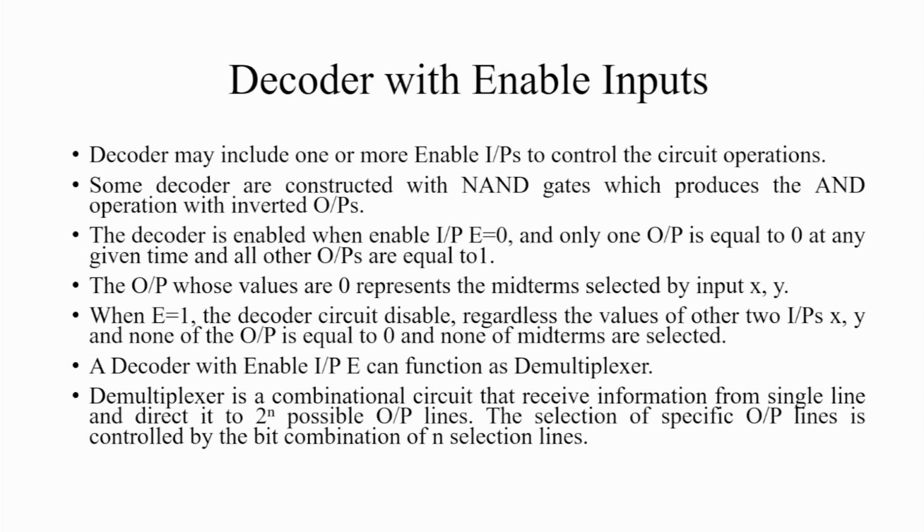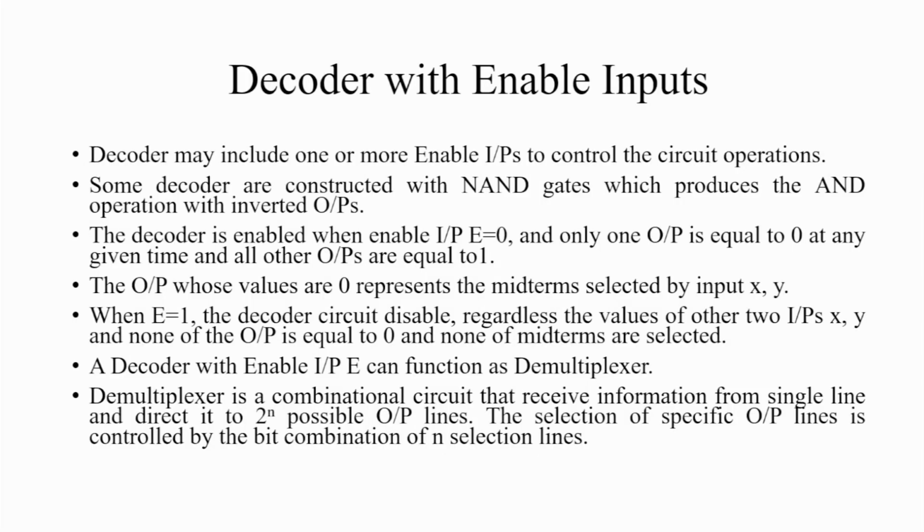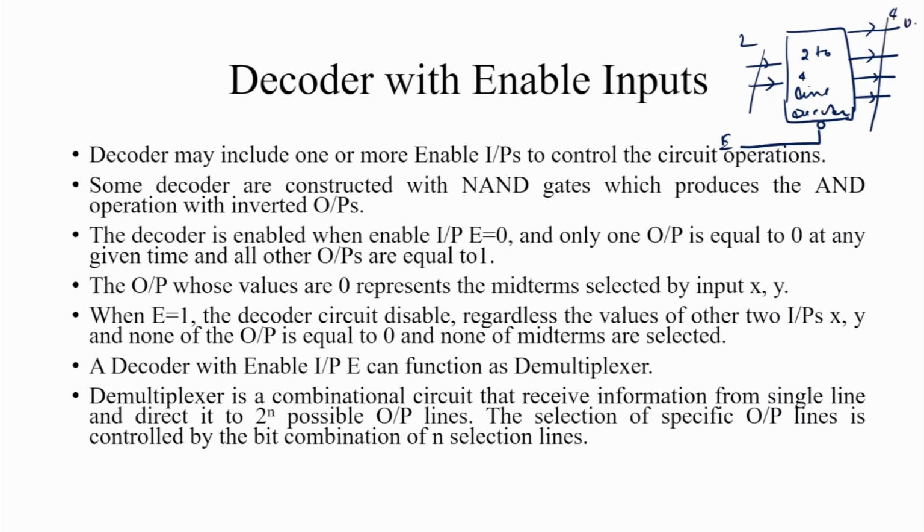Now, what is a decoder with enable input and how do we use it? Why is there a need for a decoder with enable input? Generally, in a logic diagram of a decoder with enable input, there are a number of inputs and, suppose, 4 outputs, and this is a decoder with enable input E. This is nothing but a 2 to 4 line decoder. There are 2 inputs, and there are 4 outputs denoted as D0, D1, D2, D3.